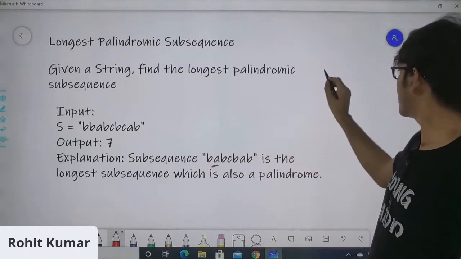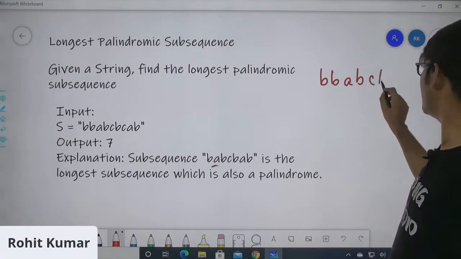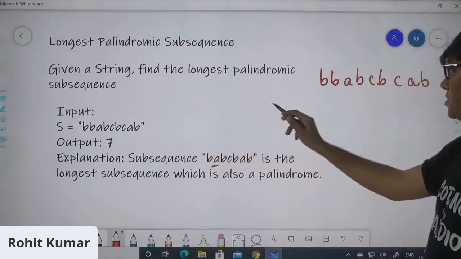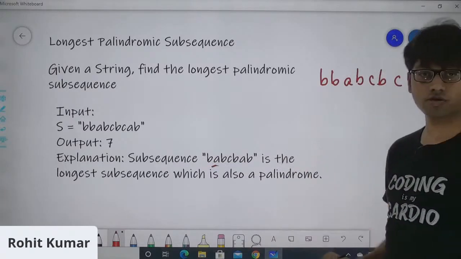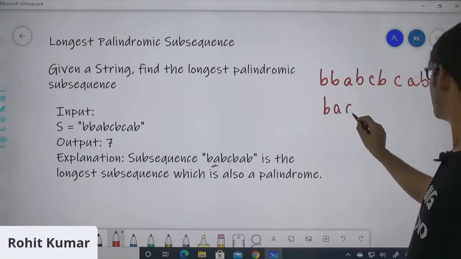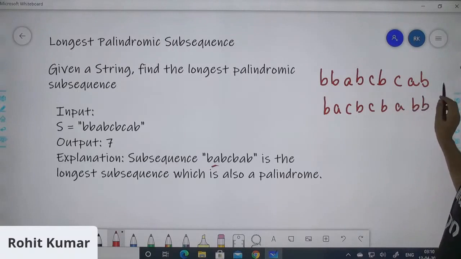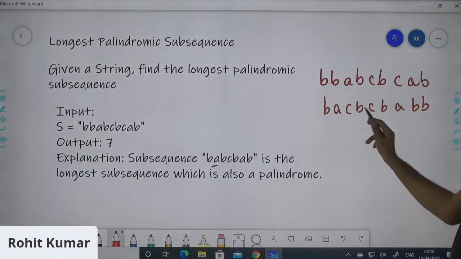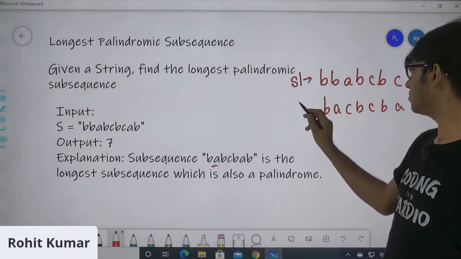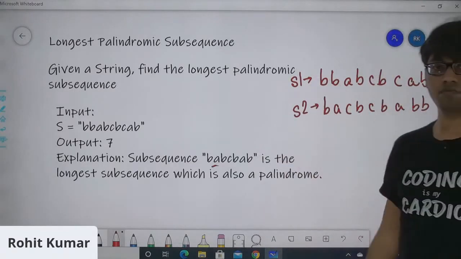So we have the original string as B B A B C B C A B, right? Let me write the same string from right to left. So what it's becoming is B, A, C, B, C, B, A, B, B. All right. So I have written the same string. This is my string 1, which is given to me as input, and this is my string 2. What I have done is written the same string from right to left in S2.